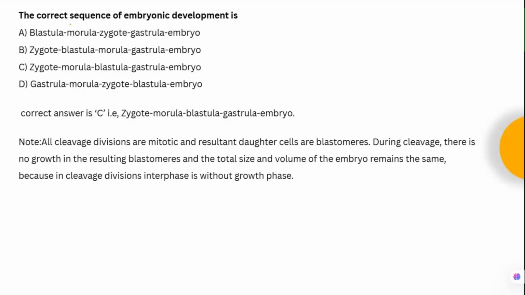All cleavage divisions are mitotic and the resultant daughter cells are blastomeres. During cleavage, there is no growth in the resulting blastomeres and the total size and volume of the embryo remains the same, because the cleavage divisions are interphases without a growth phase. That is, I think, the explanation for the previous question only.